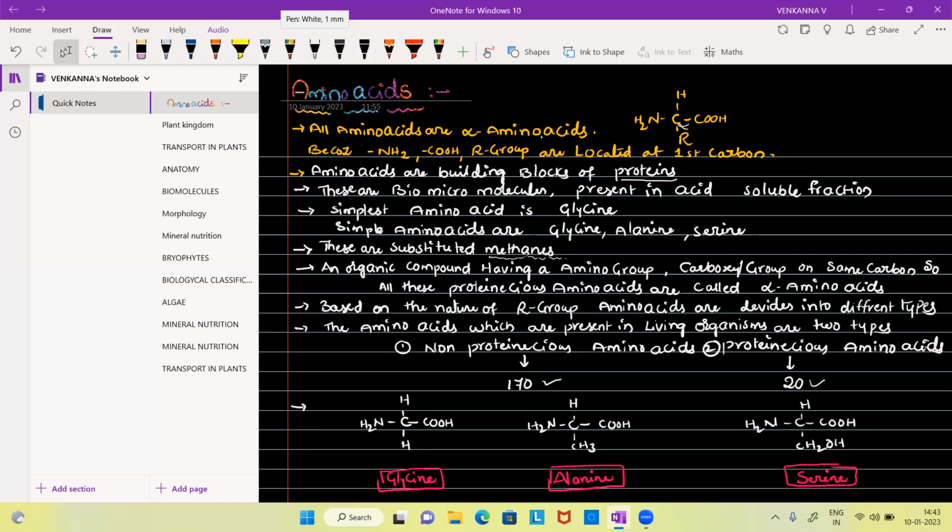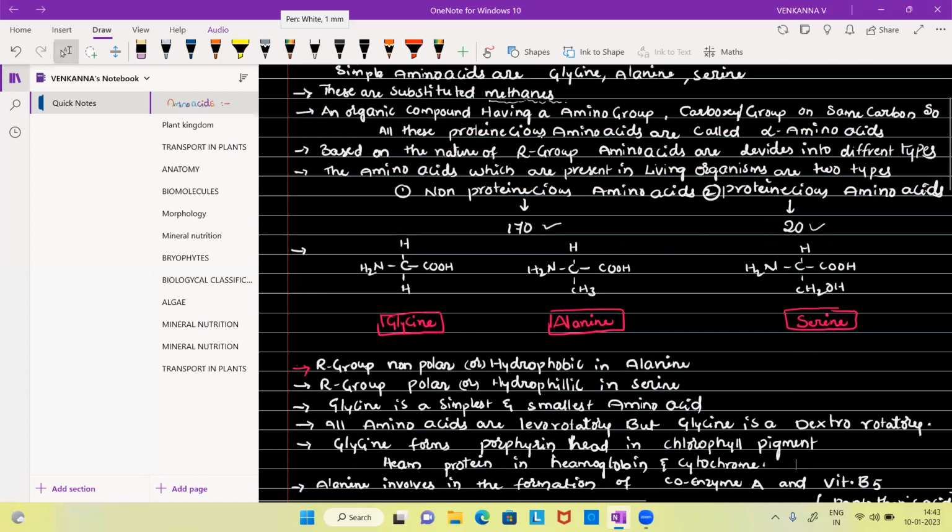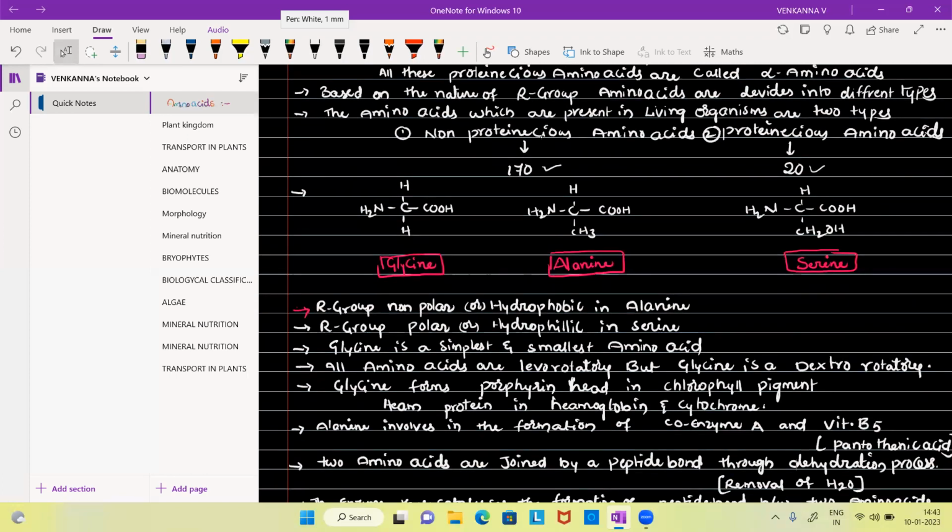Three important examples given in your syllabus are glycine, alanine, and serine. In the structure of glycine, the R group is substituted with hydrogen only. But in alanine it is CH3, and in serine it is CH2OH.